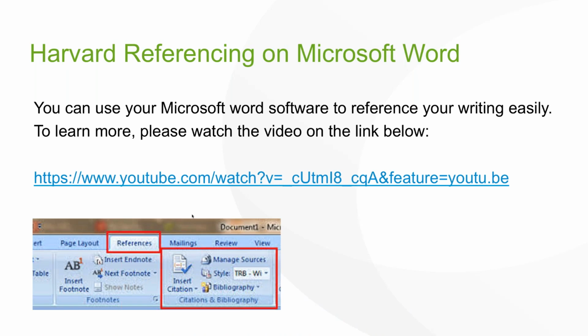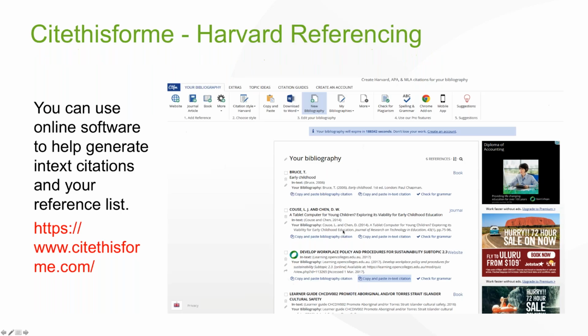Now, Harvard referencing you can use in Microsoft Word. There is software available to assist with referencing and making life easier for you. So Microsoft Office software can be used to reference your writing. And to learn more, I would suggest you check out this YouTube channel here. But you can go into your Microsoft Word and click on Insert Citation, and it will help you do that.